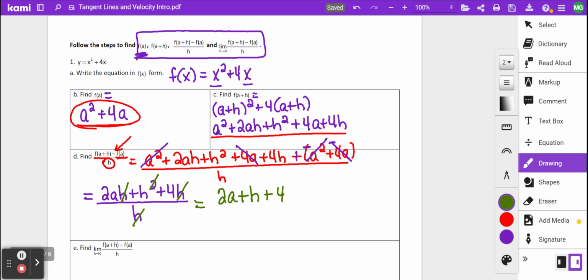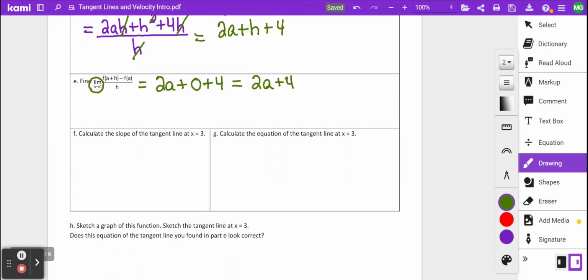Because we are able to simplify this, we can take the limit of this as h approaches 0. Had we tried to do it before, we would have had a 0 in the denominator. But now that we've cleaned it up, we're able to take the limit. I should have written limit as h approaches 0 of 2a plus 0 plus 4, which just leaves us with 2a plus 4.